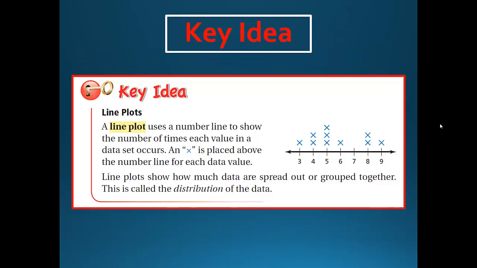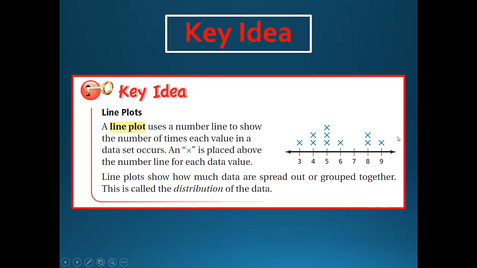First, we're going to look at our key idea for line plots. A line plot uses a number line to show the number of times each value in a data set occurs. An X is placed above the number line for each data value. Line plots show how much data are spread out or grouped together. This is called the distribution of the data.